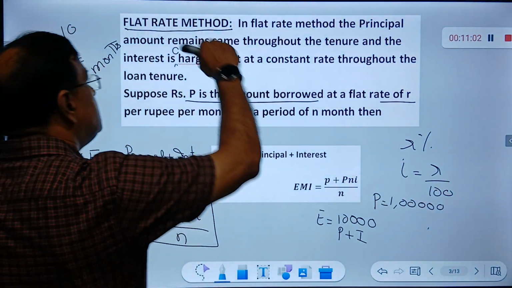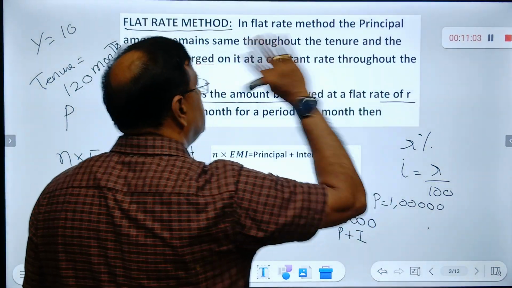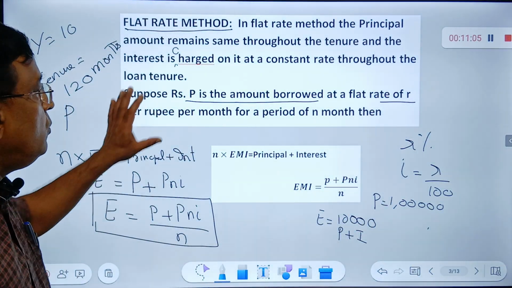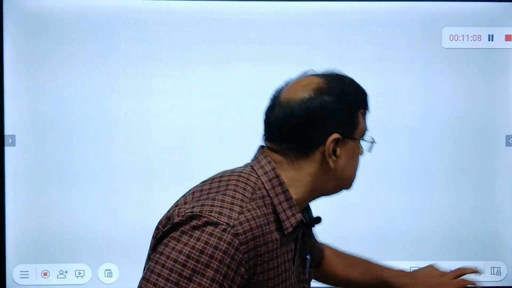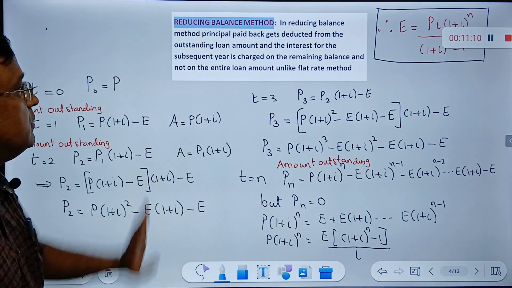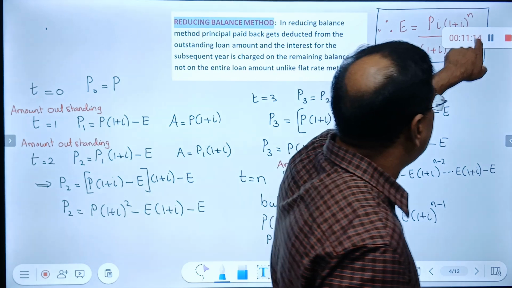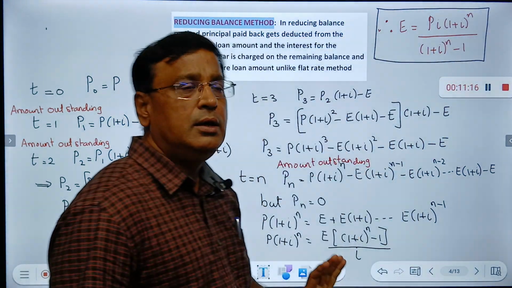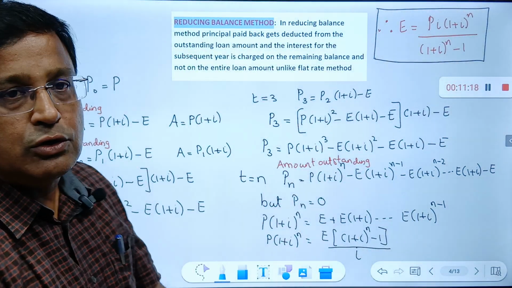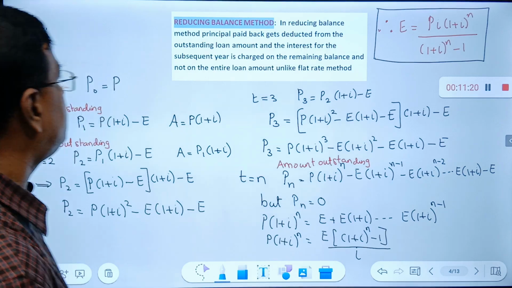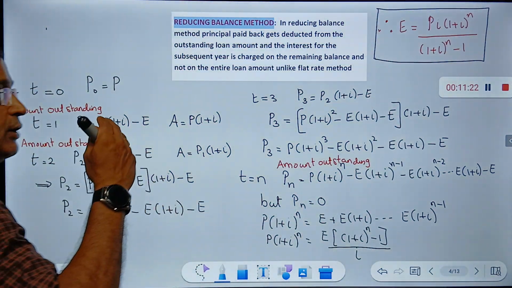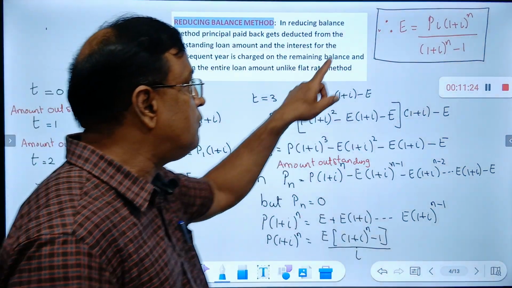So this method is called reducing balance method. Okay. Now how do you do reducing balance method? Just watch this. This is reducing balance method. Now let me explain this. This is the formula for doing the problems. This is the formula. But derivation is not at all important. But I like to derive this result because it will give you a better understanding of what the formula is.